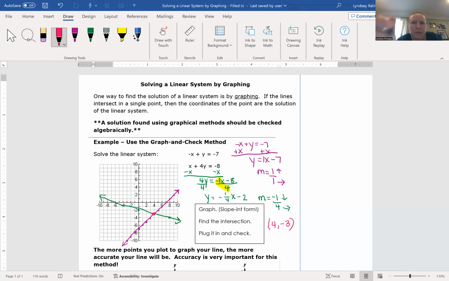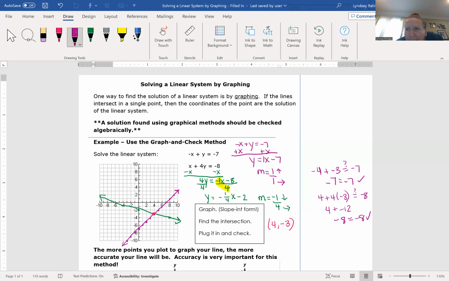And if I were to check it, I ran out of room, so I'm just going to check on the side, okay? Because I don't need to keep it, but negative 4, because I'm plugging in the x of 4, plus negative 3. Does that equal negative 7 for my first equation? Well, negative 4 plus negative 3 equals negative 7. So that one is good. And then for the bottom one, it's x plus 4y equals negative 8. So 4 plus 4 times negative 3. Does that equal negative 8? That'd be 4 plus negative 12. And yes, it does equal negative 8.